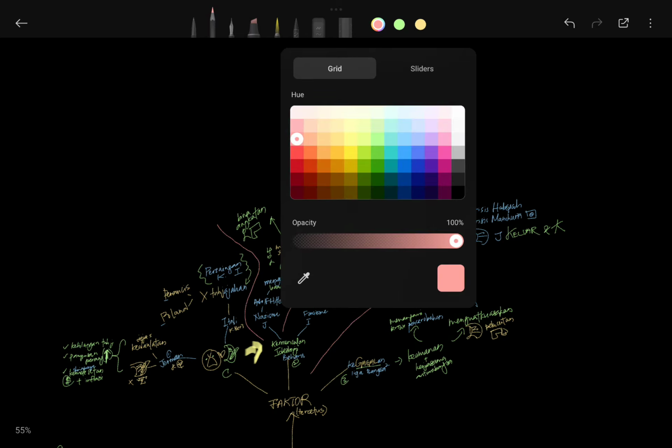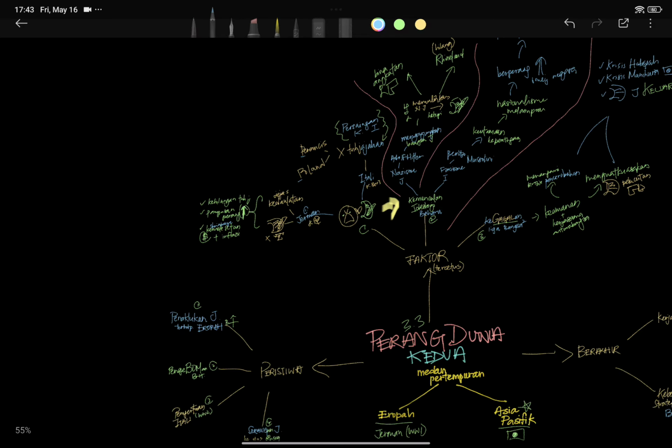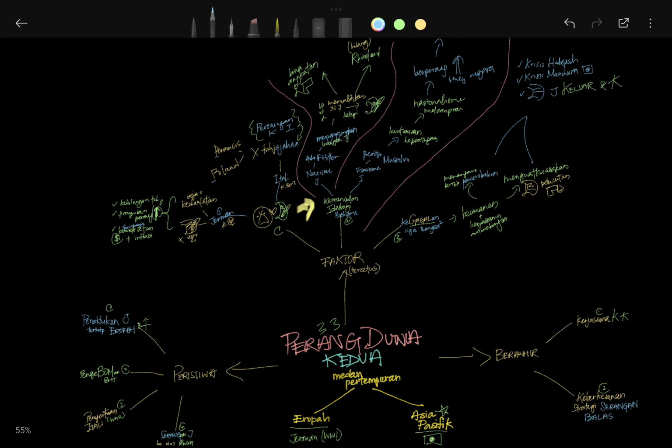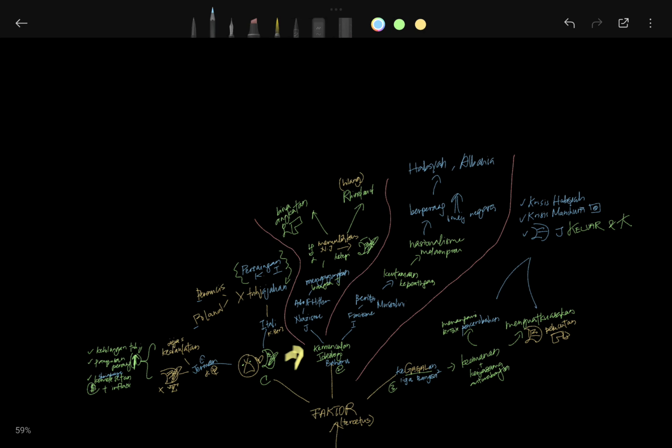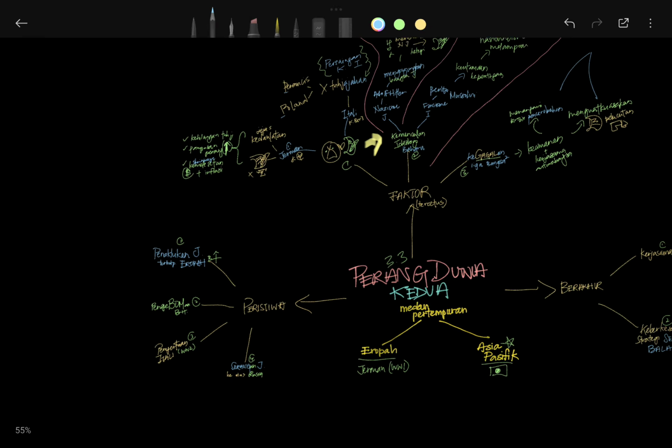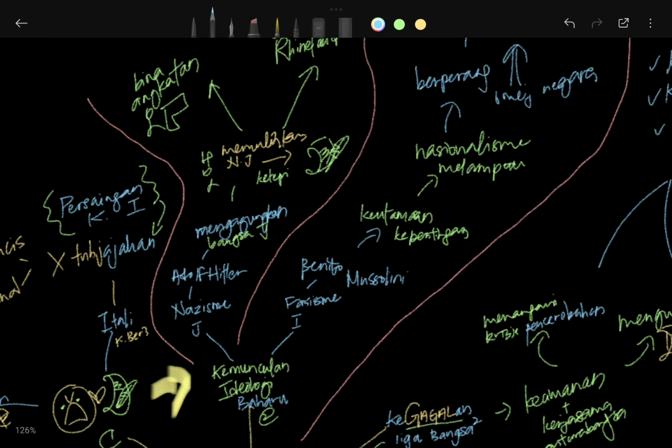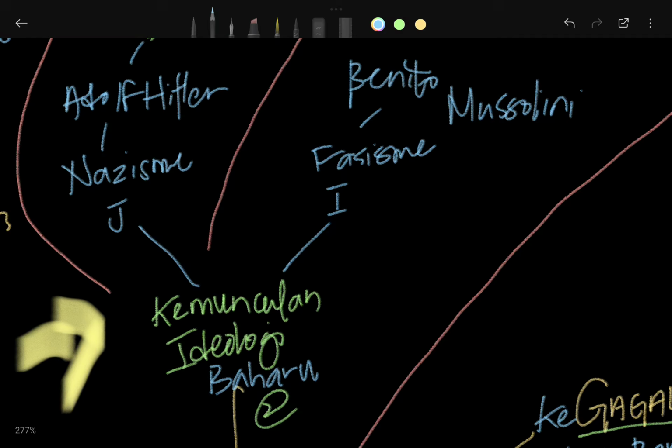So peristiwa, what do you call this? Peristiwa Perang Dunia Kedua is a little bit more important compared to peristiwa in World War I. Because World War I, we're just going through dates. This one, we have genuine details. I want to emphasize over here for the kemunculan ideologi baharu.